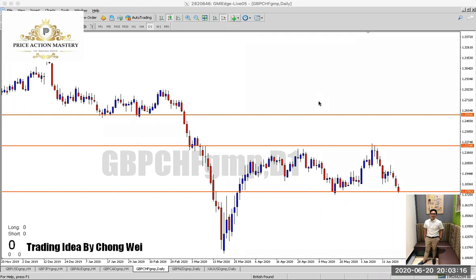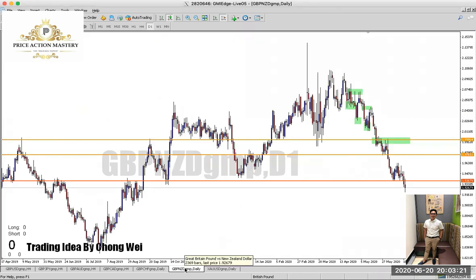So you should know how to identify what is support and resistance, what is a key line. Basically GBP New Zealand is a very good trade. I'll be expecting the market to test here and have a drop.